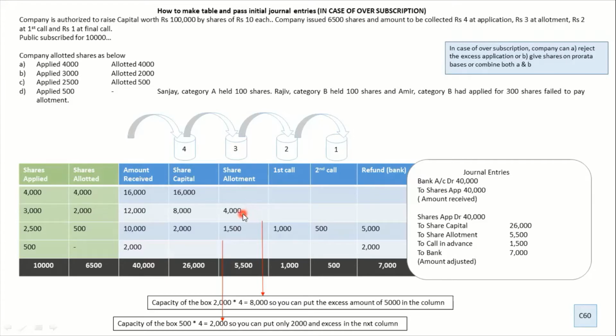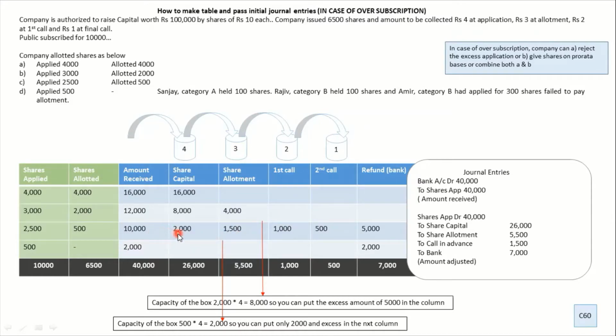But over here, if it was 7000, I could have kept only 6000 here and 1000 here. Okay, so this capacity of box is very important to understand the sum. If you don't understand this part, every journal entry will go wrong. So please understand what has happened over here.